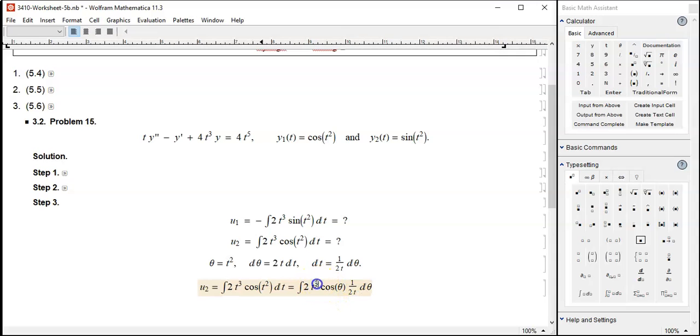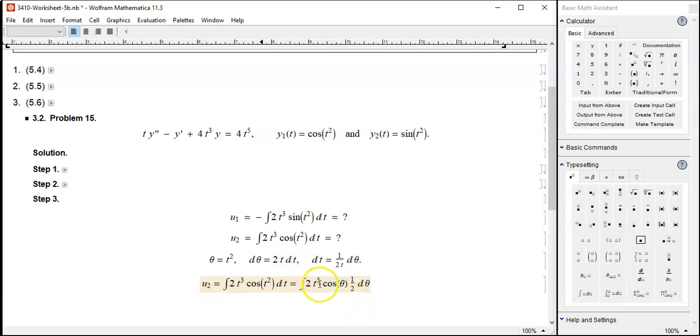And then how about this t cubed versus this 2t? They cancel out. The t squared, and this one half and that 2 cancel out. And one more thing: what is t squared? That's theta. So we ended up with this computation. So the substitution worked out, and we have a much simpler integral. How do you do this integral? This is going to be integration by parts.